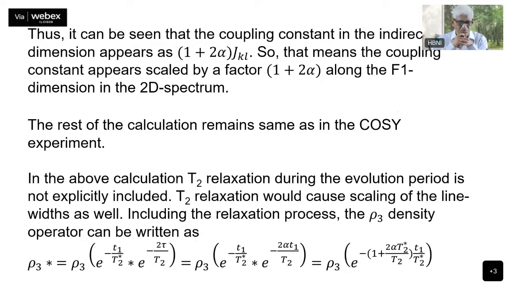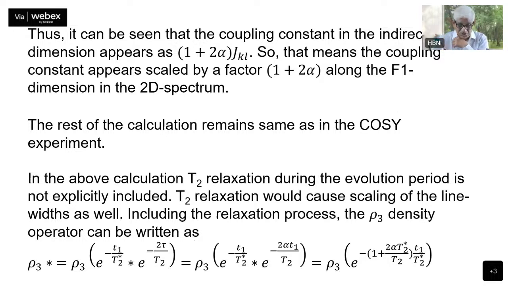Okay, let's go further. Thus, it can be seen that the coupling constant in the indirect dimension appears as 1 plus 2 alpha into Jkl. That means the coupling constant appears scaled by a factor 1 plus 2 alpha along the f1 dimension in the 2D spectrum. This is clear because J is replaced by J into (1 plus 2 alpha), so the whole thing will appear as a coupling constant. So it appears scaled.